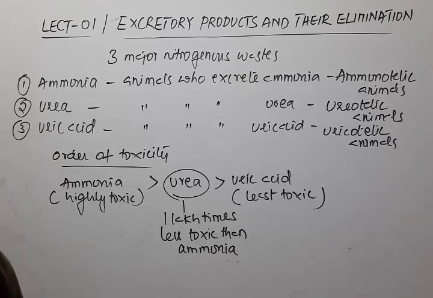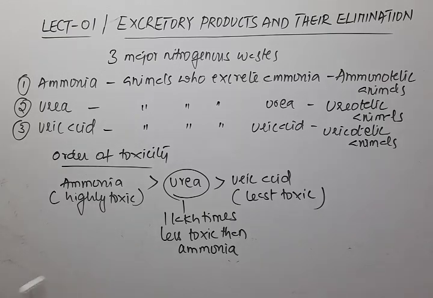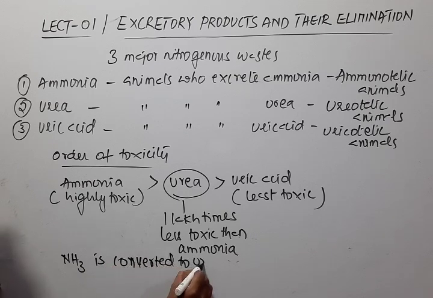Okay, so now let us see this urea formation. It takes place in land animals, especially in an organ called the liver. So there is a cycle in which the ammonia will be converted to urea.